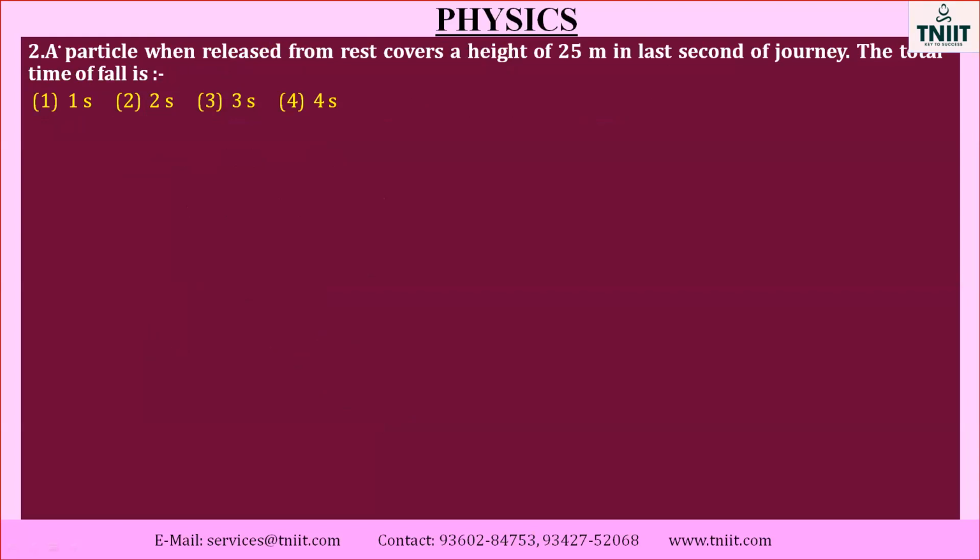Now, a particle released from rest covers a height of 25 meter in the last second of the journey. What is the total time of flight? So what is the distance traveled in the last second? What is the distance traveled in the nth second formula? u plus a by 2 into 2n minus 1. What is the distance traveled in the last second? 25. Initial speed u: it is coming from rest, so initial speed will be 0.